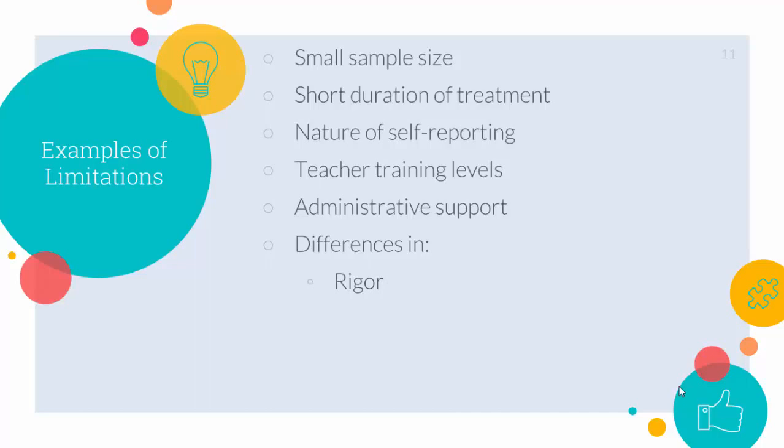Individual differences in rigor, whether it be course content, grading policies, what have you, those are limitations. We have these differences that we can't control among these different teachers, grade levels, districts, what have you. If one school is really, really simple, those students are going to have much higher GPAs or much higher scores than a school that is extremely rigorous.